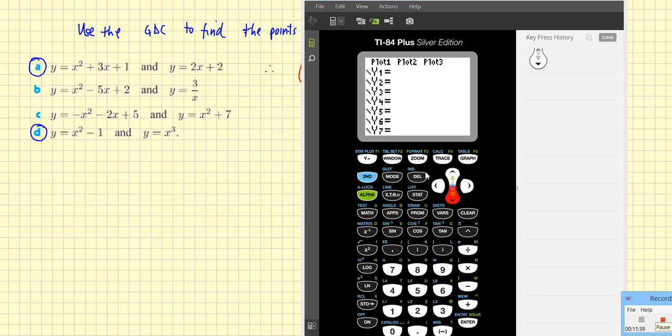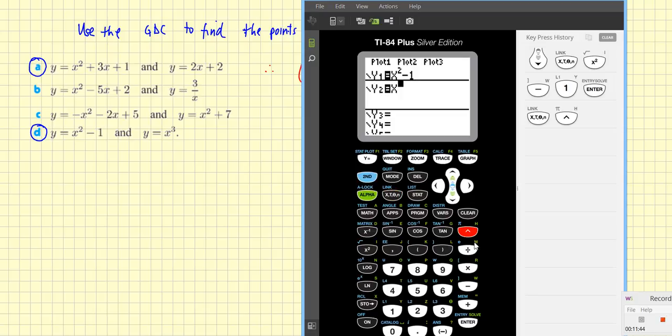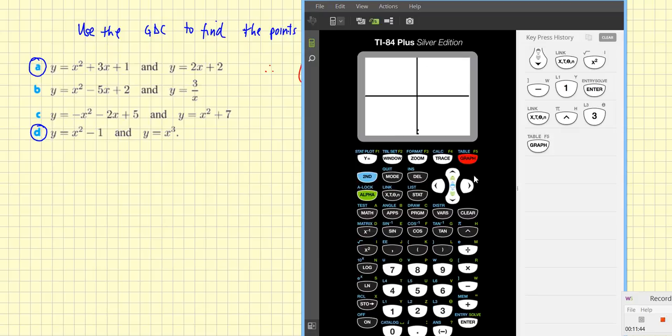So I'm now going to graph y equals x squared minus 1, and then I'm going to place in there x raised to the power of 3. So that's x cubed. And I'm going to go to graph. Let's see if that's sufficient for me to see the x cubed graph along with the x squared minus 1 graph. Let's see where the x cubed graph is.